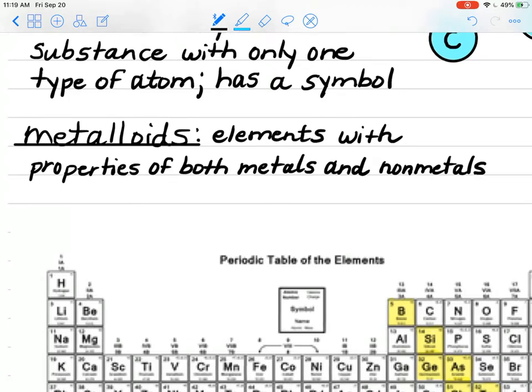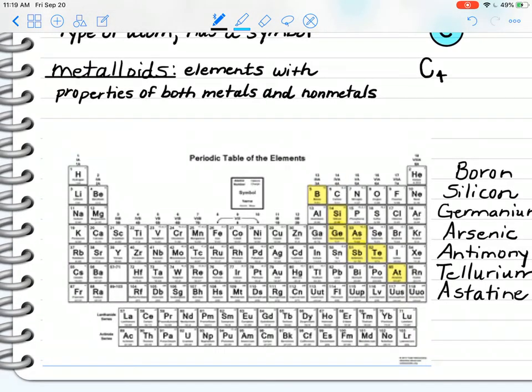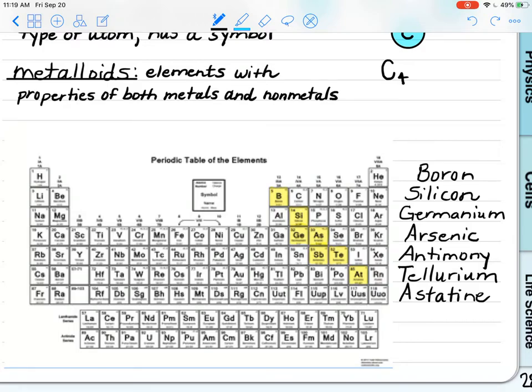And here is a picture. This is a periodic table of the elements. And this table shows you all the known elements that there are. Here's hydrogen. Here's helium. Oxygen, nitrogen, carbon. Those are the ones that we've talked about. There are many others here, but those are the common ones, the smaller ones. The metalloids are the ones I've drawn in yellow, and I've given you the names of them over here. You do not need to memorize these.